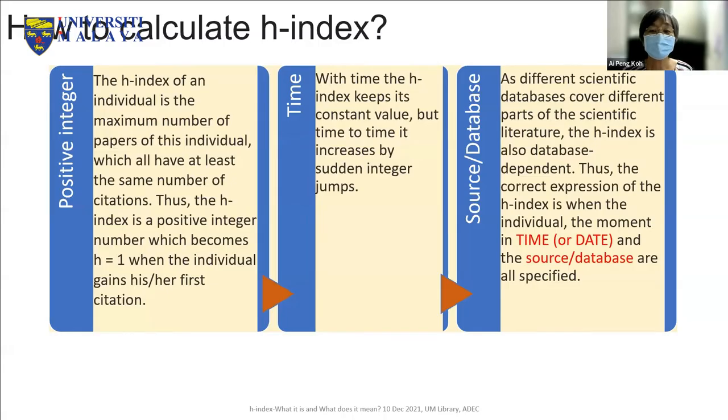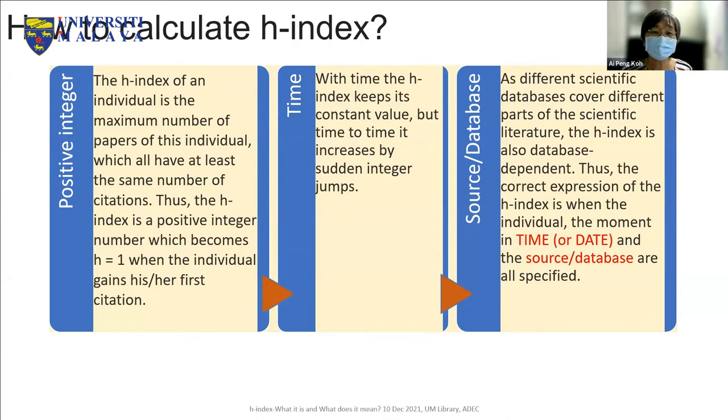So how to calculate the H index? Now we come to the calculation part. I'm not going to ask you to calculate your own H index, but at least you have to know the formula. How do we come about to get this number? When I ask you, what is your H index? You say 10. So what does it mean? How do we come about to get this figure?